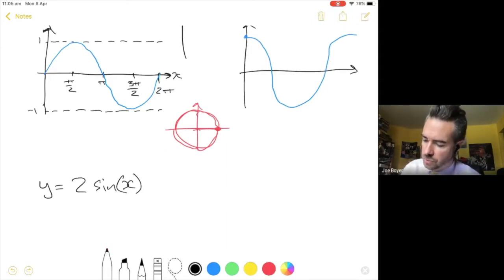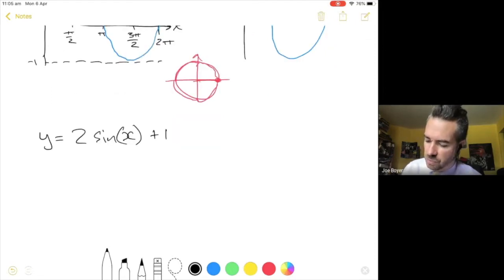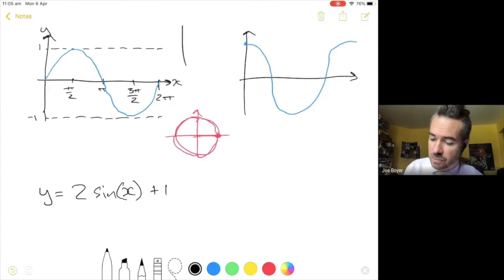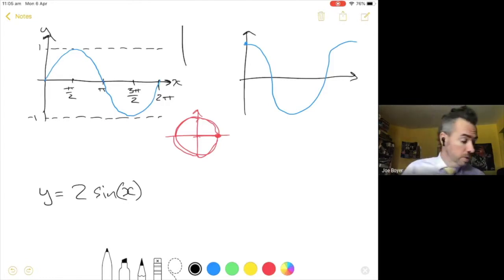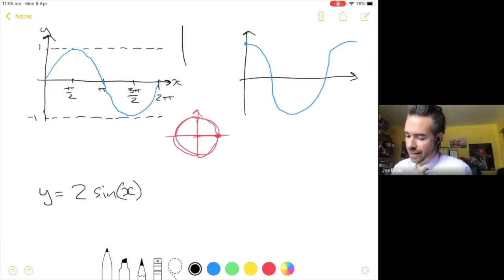What happens if we have something like 2 sin x plus 1? In that case, our graph is again going to be basically the same, except we've translated it up. We're going to deal with those sorts of questions more in tomorrow's lesson. I'm not worrying about vertical translations in today's lesson. What I will be worrying about is horizontal translations and horizontal dilations and how they affect it.